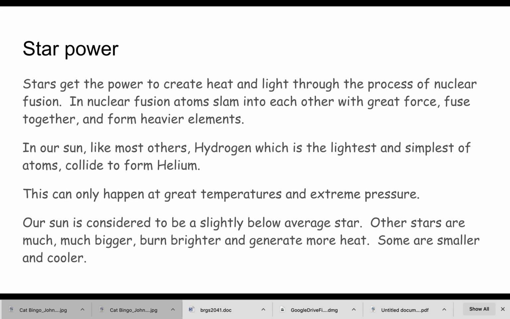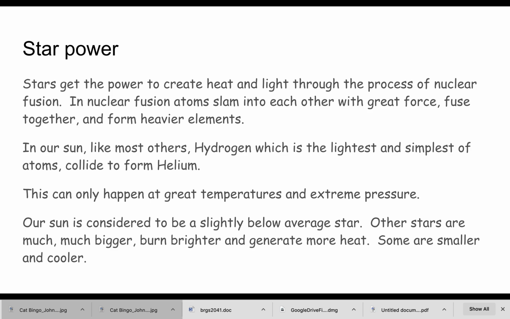So where do stars get their power? They create enormous amounts of light and heat, and that's all because of a process called nuclear fusion. In nuclear fusion, atoms slam together with such force that the nuclei, the center of those atoms, actually fuse together to form a heavier element. In our sun, like most other stars, hydrogen is the lightest and simplest of all the atoms, and they collide to form a larger atom called helium. That's the second simplest of all the atoms.